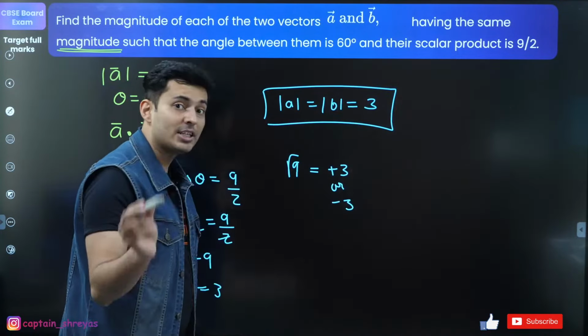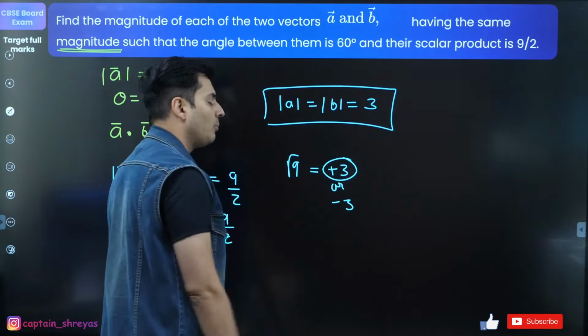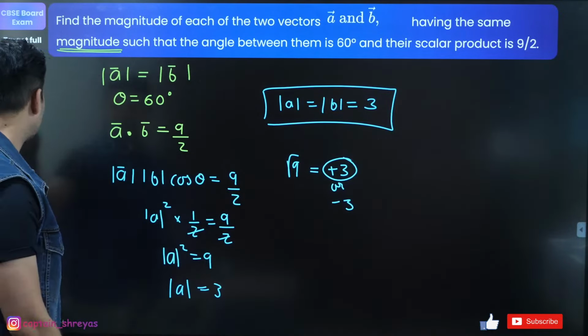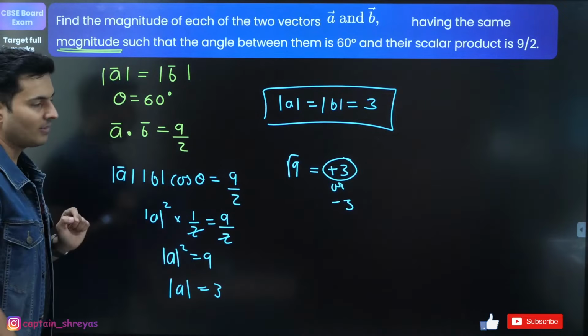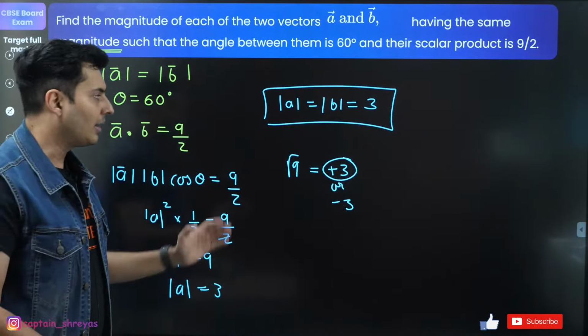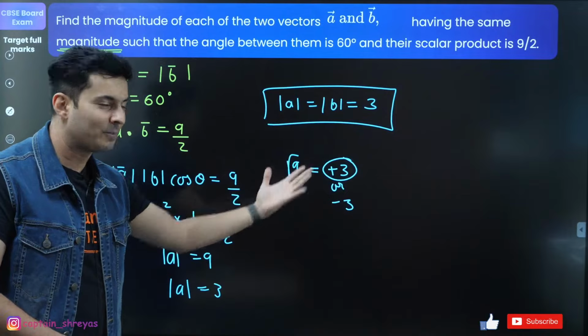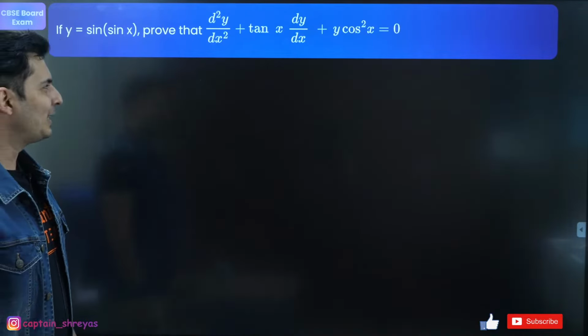The manner in which the root function has been defined is always the positive value. So it is plus 3. Remember that. Okay? Keep this in mind. Great. So good you asked this question so that you will not make this silly mistake in the examination.